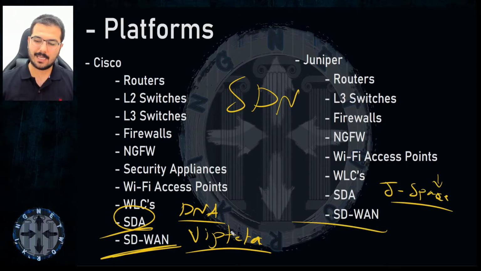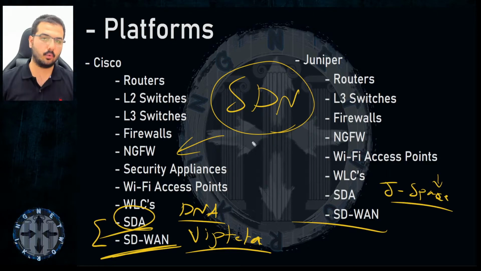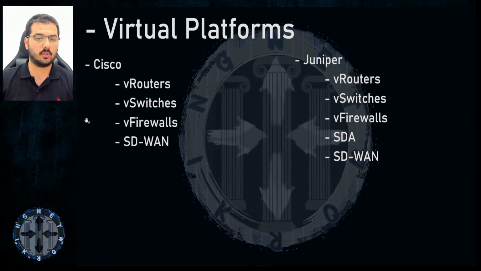Juniper has that as well. Less capable, less advanced, but still they have it. They still support it. But Cisco is much more famous for both SDA and SD-WAN solutions. So generally, Cisco wins in SDN compared to Juniper. We don't know, maybe in the future Juniper will give us an astonishing solution.